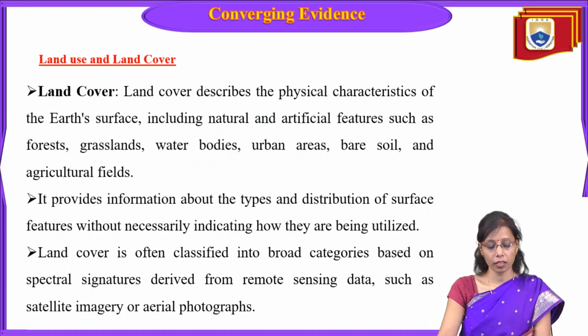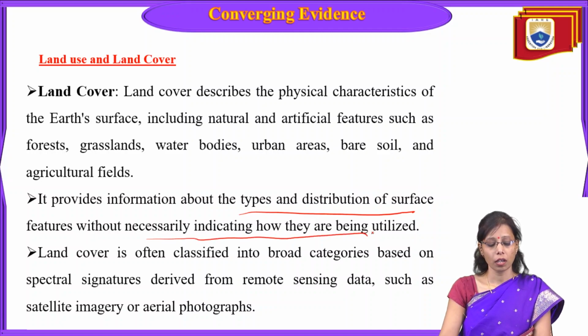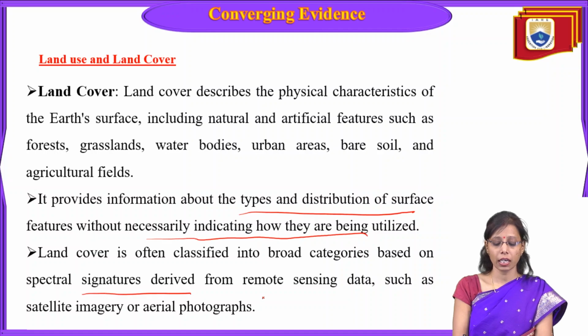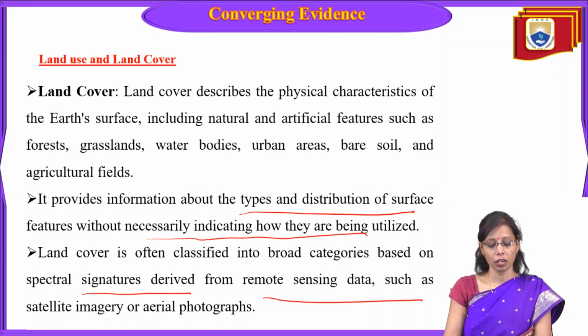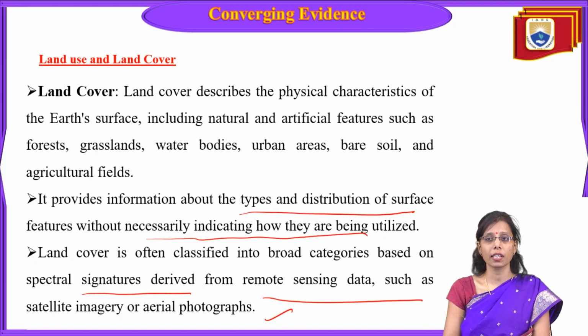Okay, and land cover describes the physical characteristics of the earth surface, including natural and artificial features such as forests, grasslands, water bodies, urban areas, bare soil and agricultural fields. It provides information about the types and distribution of surface features without necessarily indicating how they are being utilized. Land cover is often classified into broad categories based on spectral signatures derived from remote sensing data such as satellite imagery or aerial photographs. So this is about land use land cover.